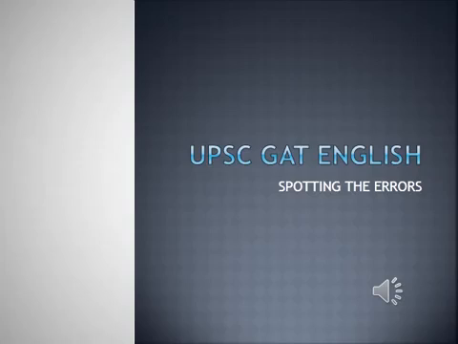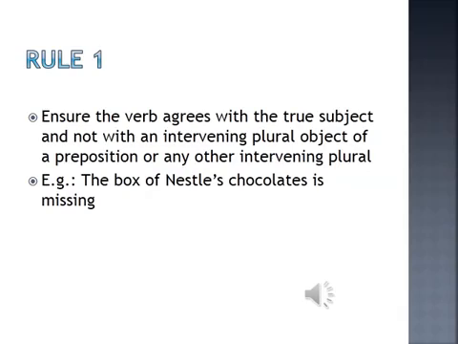So we are going to take a few rules at the beginning, and then we'll have practice sets, and then we'll discuss those practice sets. Let us take up the rules on spotting the errors. So rule number 1. Ensure the verb agrees with the true subject and not with an intervening plural object of a preposition or any other intervening plural. So here, subject-verb agreement.